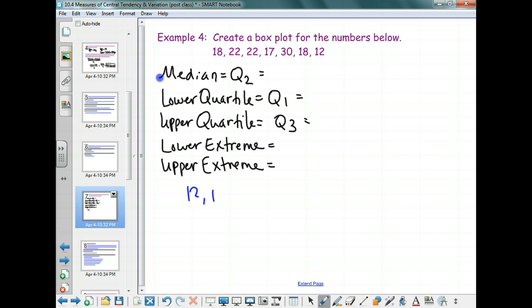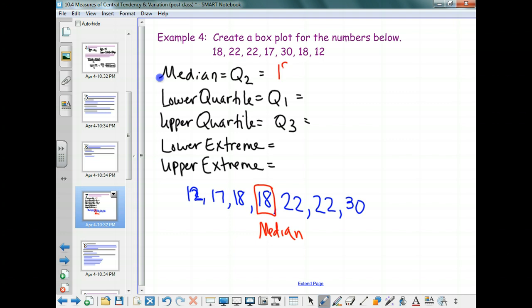12, 17, 18, 22, 30. We found the median for this last time. What was it? 18. Now, visually, this is my median then, right? Because it splits the data in half. Half the data is to the left, half the data is to the right. Can you picture that? Okay, so my median was 18.